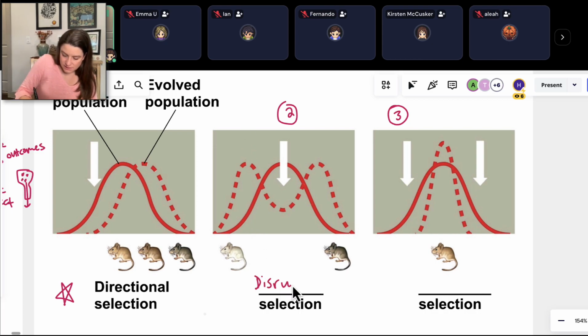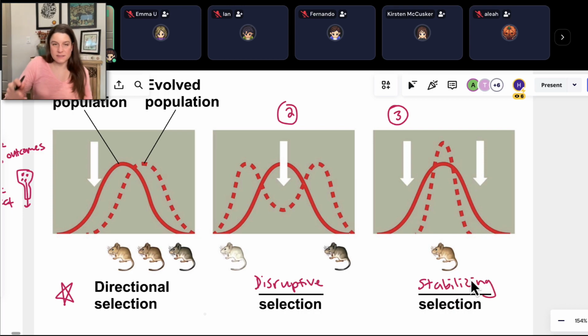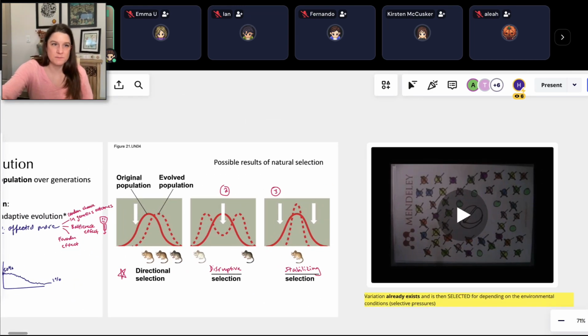All right. Yeah. So disruptive meaning it's selecting for two different phenotypes simultaneously, often at the extremes, and then stabilizing is selecting for a middle phenotype, almost like the most common. Whatever was the most common just gets more and more common. So it's that middle one. So I just give you scenarios there.